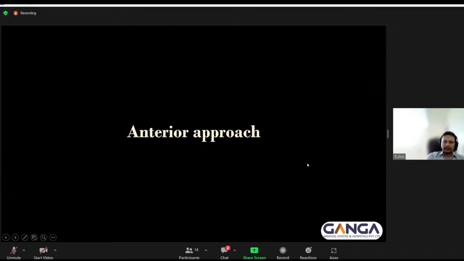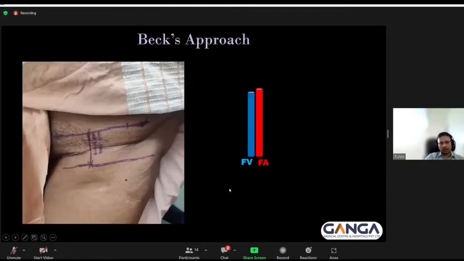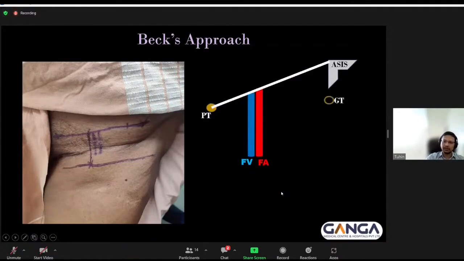So coming to the anterior approach, traditionally we have been taught about the Beck's approach during our post-graduation. The problem with the Beck's approach is it usually hits the lesser trochanter of the femur. Originally, this landmark was described as the line joining the pubic tubercle and the anterior superior iliac spine, and a second line parallel to the first line is drawn from the greater trochanter. The first line is divided into three parts, and the perpendicular is drawn on the second line, and this will be the needle entry point.